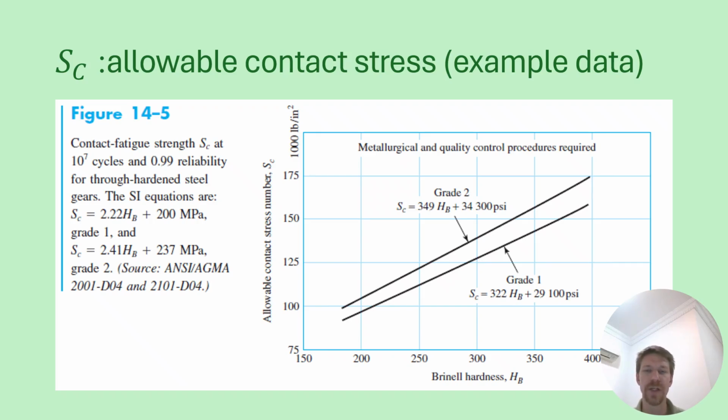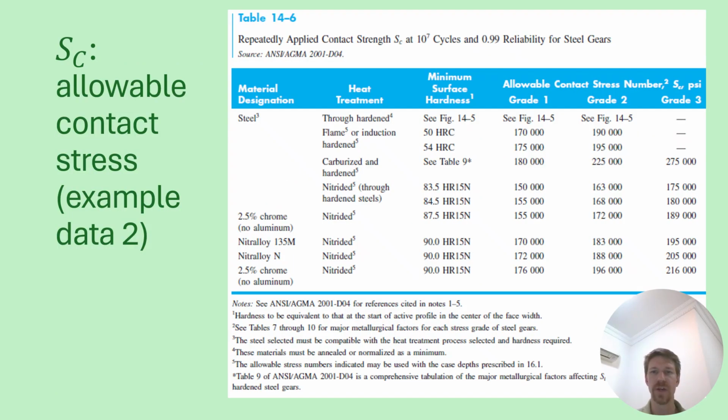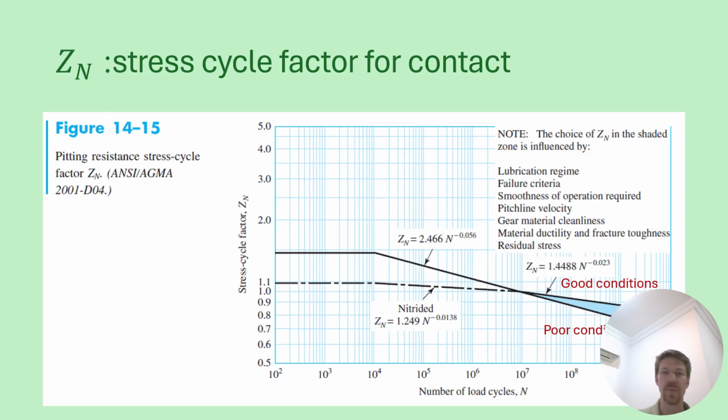For the allowable contact stress, we have a similar plot, but very different numbers. So you have to watch out. The allowable contact stress number in contact is very different from the bending stress. It's grade 2, grade 1. We again have a table for grade 3, including things like carburized and hardened gears over here on the right-hand column.